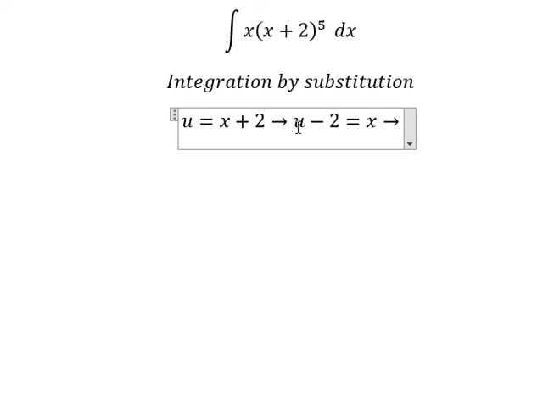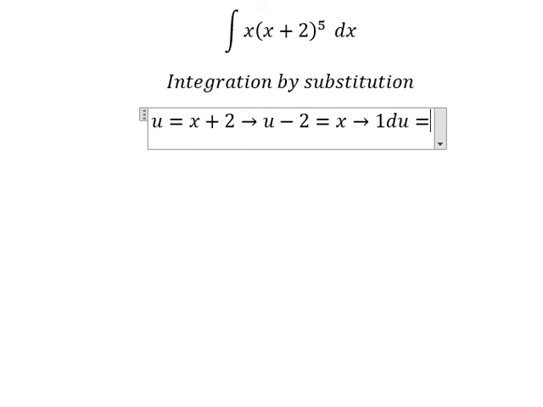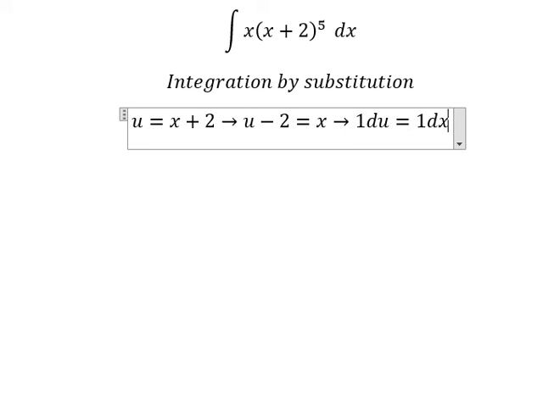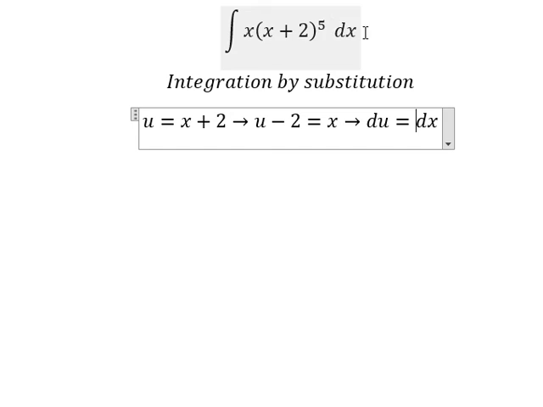Next, we need to do the first derivative for both sides. First derivative of u, we have number 1. This one, that is the constant, so you get 0. And I will put the u. First derivative of x, we have number 1. And we have the x. And now we can simplify like this.